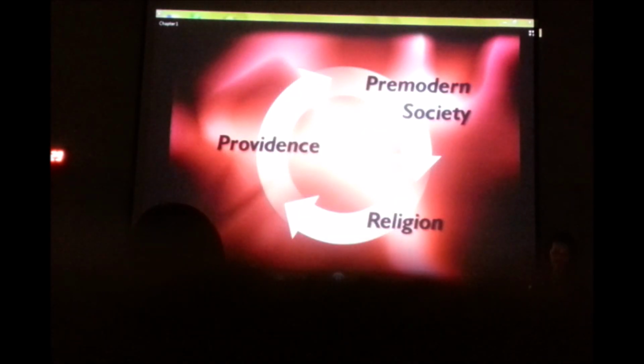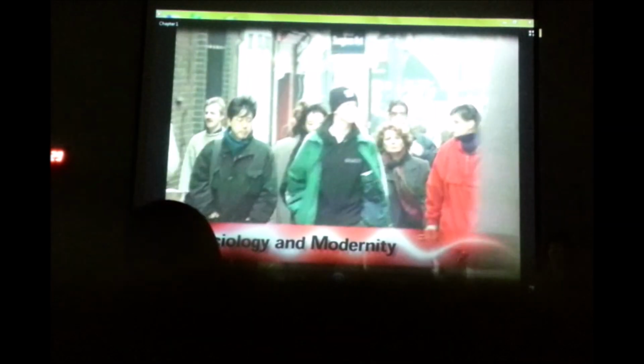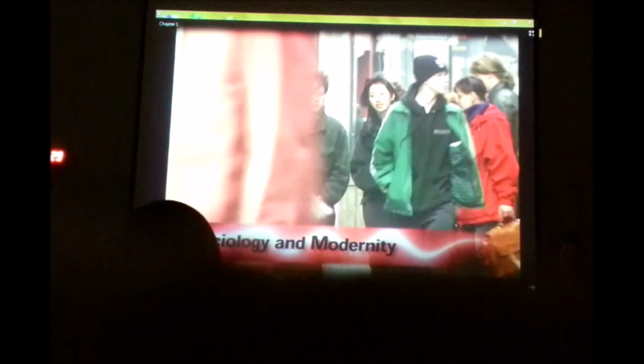In modern societies, a faith in God and divine providence was replaced by a new faith in progress, the power of human reason to find out how things worked and improve them. Sociology grew out of this modern way of thinking. Societies came to be seen as real things, to be studied and improved.